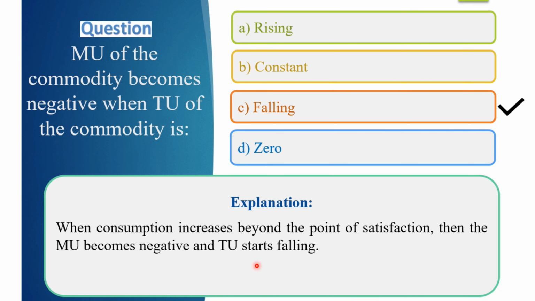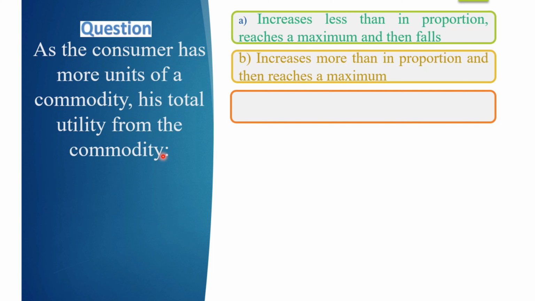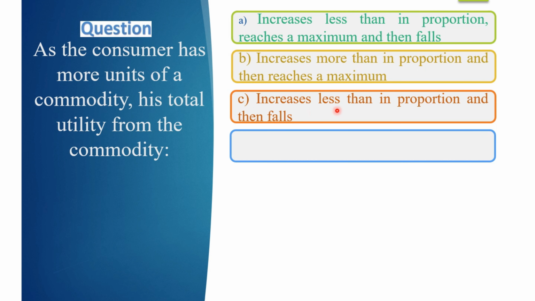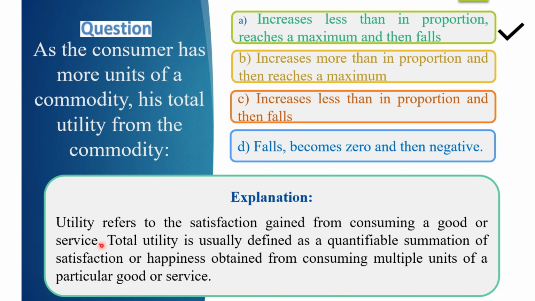And another important question is, as the consumer has more units of a commodity, his total utility from the commodity, option number 1 increases less than in proportion, reaches a maximum and then falls. Option number 2, increases more than in proportion and then reaches a maximum. Option number 3, increases less than in proportion and then falls. Option number 4, falls becomes 0 and then negative. And the correct answer for this question is option number A, that is increases less than in proportion, reaches a maximum and then falls. Utility refers to the satisfaction gained from consuming a good or service.